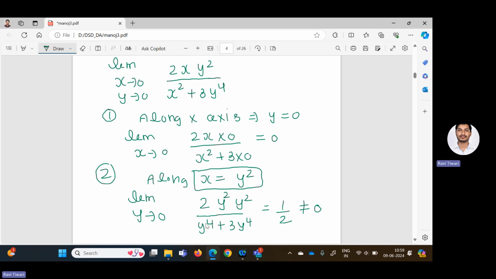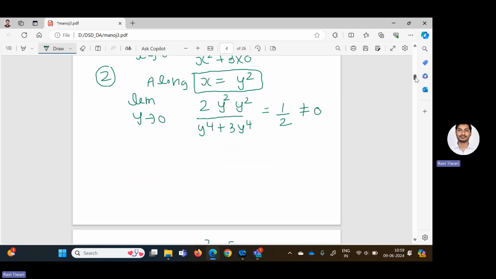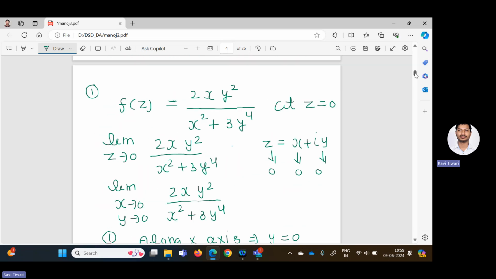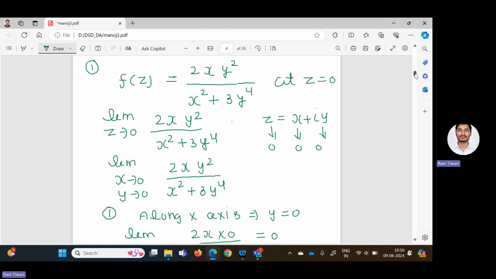Z equal to 0 means, because z we are considering x plus iy, so if z is 0, then x and y both 0. So this function, we can say that this function is also discontinuous at z equal to 0.